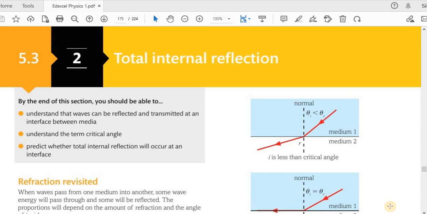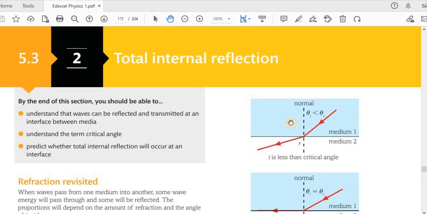The next topic under optics is total internal reflection. This is chapter 5.3.2. By the name itself, you should be able to figure out what we are going to learn in this subchapter: total internal reflection. So it is a reflection within the material itself.